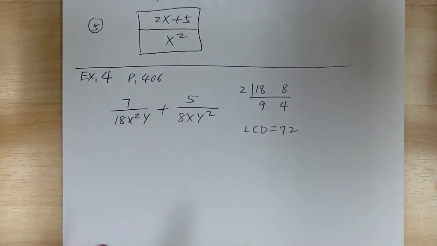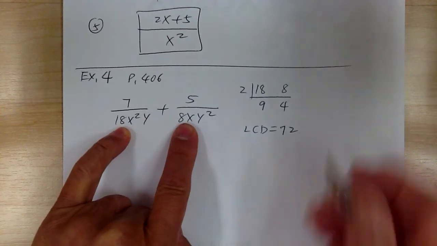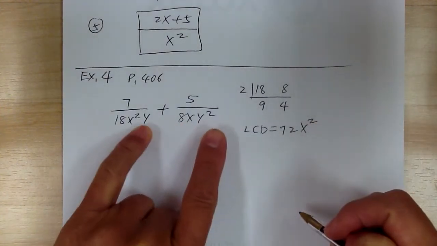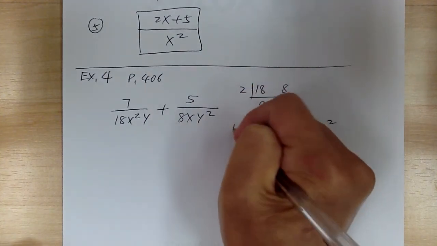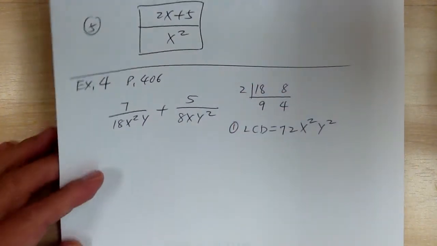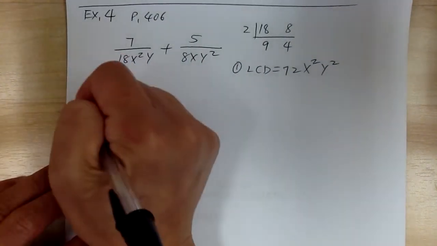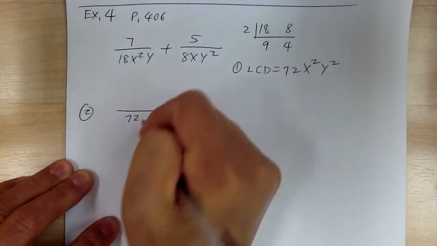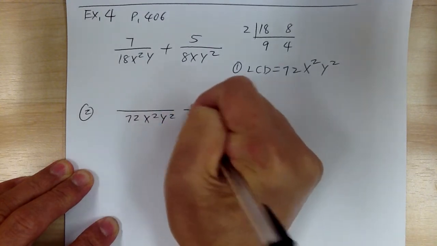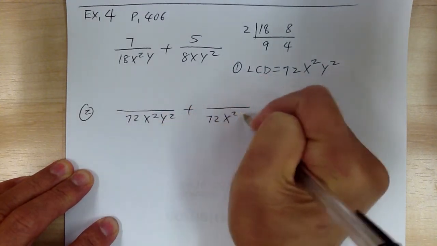So that takes care of the number. Now you have to do the alphabet. So you got x squared and x, so it becomes x squared. You got y and y squared, so that's your y squared. So that's your LCD. So that's your step 1, figure out your LCD. So step 2, get the LCD on the bottom. So 72 x squared y squared.